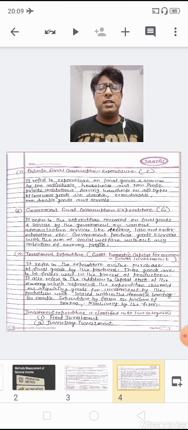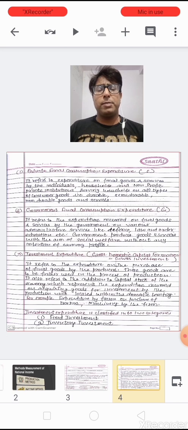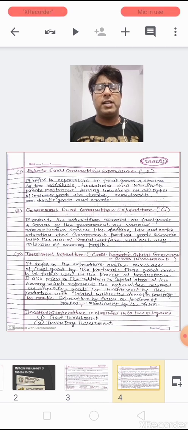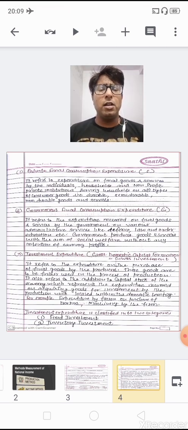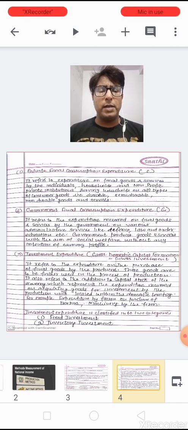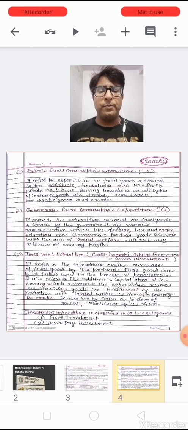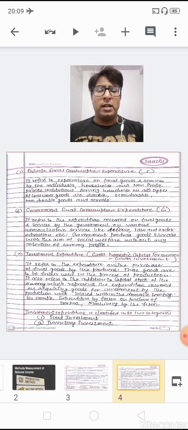Now second is the government final consumption expenditure, which we denote with G, whereas private final consumption expenditure is denoted with C. Now what is government final consumption expenditure? It refers to the expenditure incurred on final goods and services by the government on various administrative services like defense, law and order, education, medical facilities, etc.